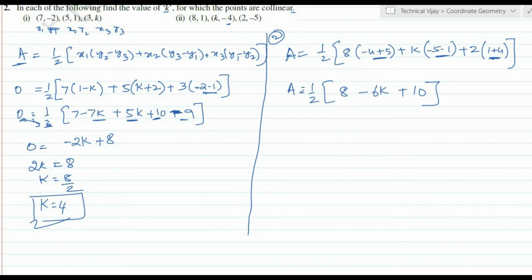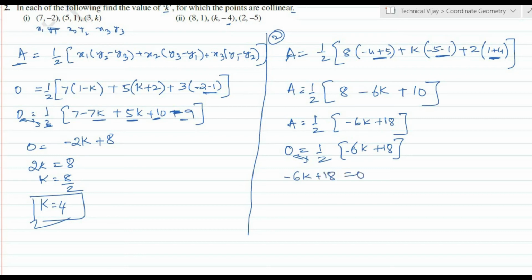So here A is equal to 1 by 2 into minus 6k plus 18. Now A equal to 0 we will substitute, so this will be minus 6k plus 18. So cross multiplication, this will become 0. So minus 6k plus 18 equal to 0, so 6k is equal to 18. So k is equal to 18 by 6, 6 threes are 18, so k equal to 3. This is the value.